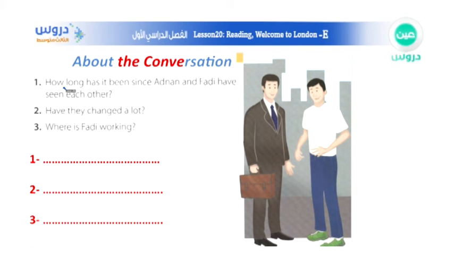Here are the questions. How long has it been since Adnan and Fadi have seen each other? Go ahead, click on that keyboard and type the answer. 5 years. Good job, Salam. They haven't seen each other 5 years. Good job. What do you think of number 2? Have they changed a lot? Hit that keyboard. Go ahead. Yes or no? Only yes or no. Yes. Good job.